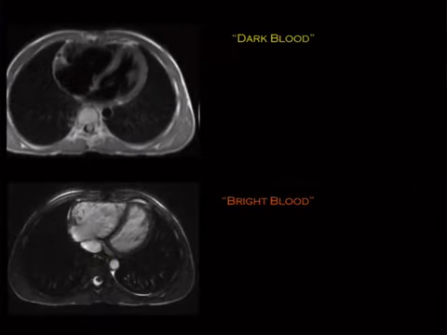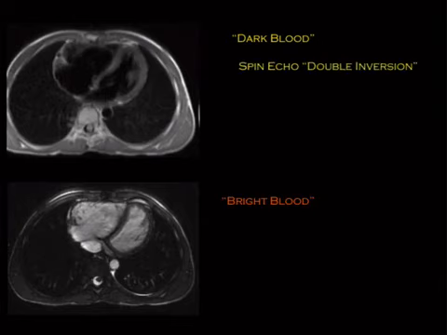So the dark blood sequence is a spin echo sequence, but it's not just a spin echo sequence, it's what they call a double inversion. And the reason that they did that was to make the blood dark next to the myocardium. Otherwise you'd have a white thing next to a gray thing, and that's not good contrast, right? The way that I remember this is D for dark, D for double inversion.